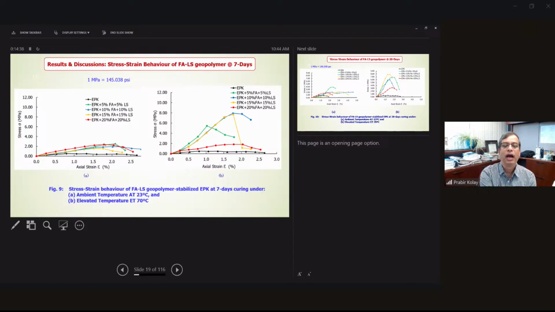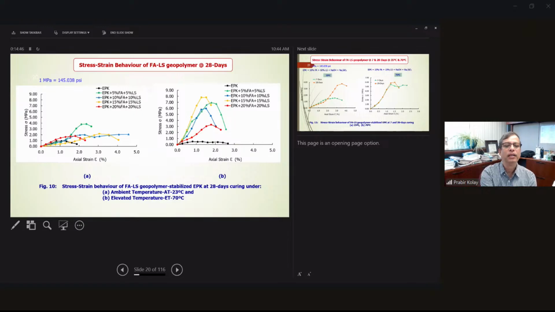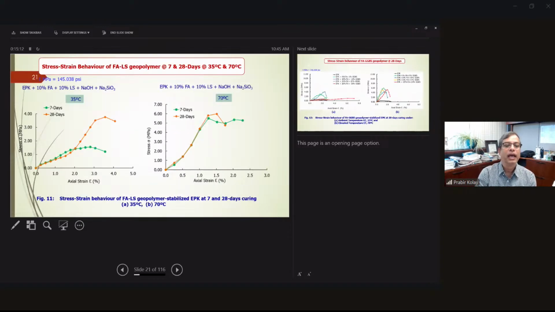This is for EPK clay with fly ash and lime sludge combined. After 28 days, the elevated temperature shows more strength compared to the normal temperature. But this is also quite high, you see at 5% fly ash and lime sludge it is 4 MPa, which is quite a strength.